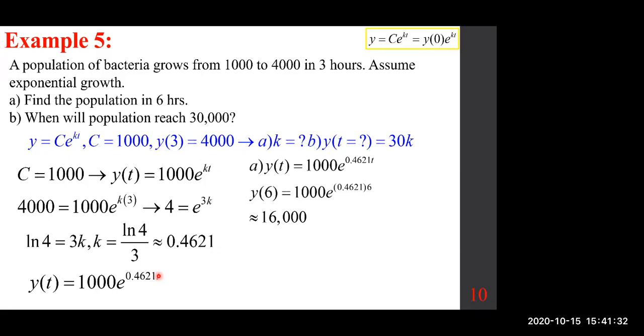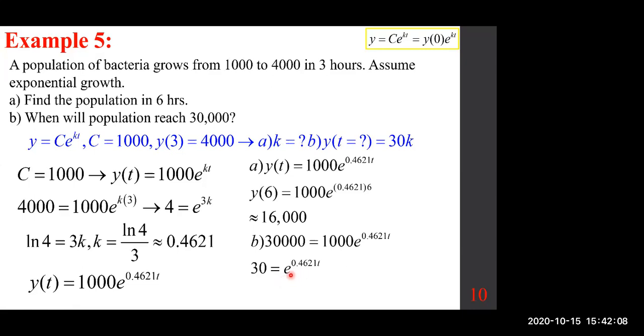Okay, simple calculation. I wouldn't worry about that too much. So replace it with 6. The next one says, okay, when do we get to 30,000? Well, here's the formula, everybody. Put 30,000 on the left and solve for t. So you drop 1,000, that means you divide. You get to this one.